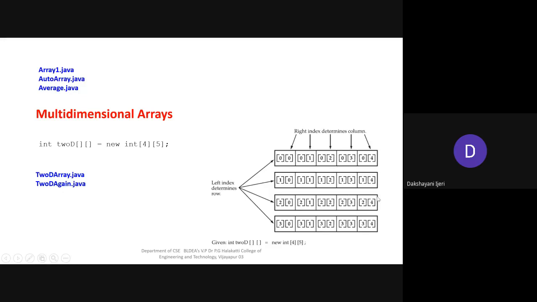So this is the most probable array, the two-dimensional array, used for storing a matrix. If you want to do any mathematical operation on the matrix, you need to use the two-dimensional array. Is it clear? Yes, sir.